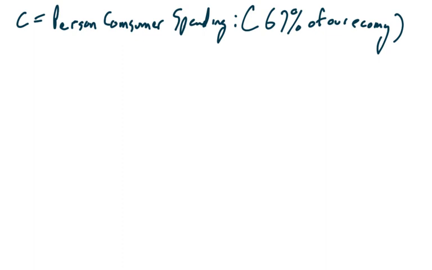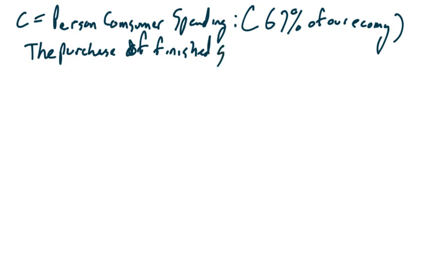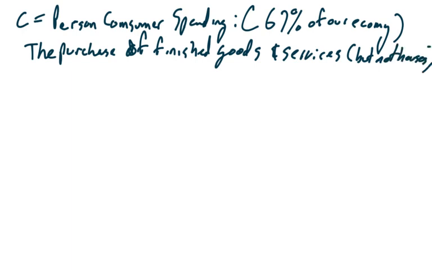Right? But remember, when we're talking about consumer spending, we're talking about the purchase of finished goods and services. All right, finished goods and services. But not houses. We will talk about houses shortly, right? But just know that if you do buy a house, it is not considered to be personal spending. It's not consumer spending.